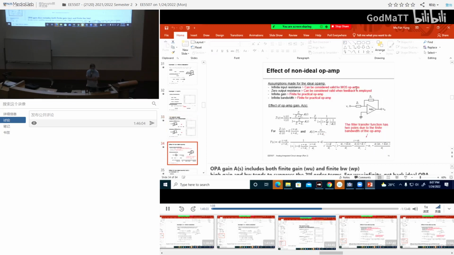Okay, so now we want to think about what happens if the op-amp you use is non-ideal. We go back to the assumptions about the ideal op-amp and how it helps us in our analysis. So remember, what is one of the properties of the ideal op-amp? We say infinite input impedance. No current is going in.